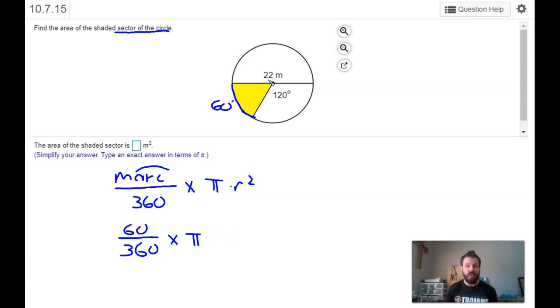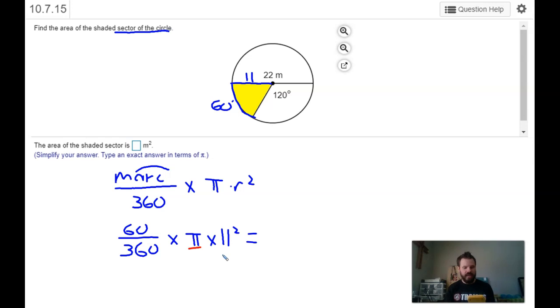Now I know this 22 is the diameter, since it's centered in the middle here. The radius will be half of that, the radius will be 11, so I'll go times pi times 11 squared. And again, this problem's looking for an answer in terms of pi, so I'm going to leave the pi out of it, and in my calculation, I'm just going to go 60 divided by 360 times 11 squared, or times 11 times 11, however you want to do that.